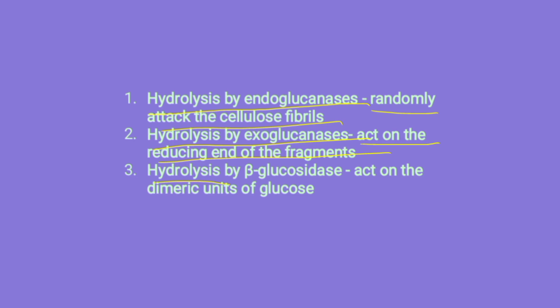Third is hydrolysis by beta glucosidase. The enzyme acts on the dimeric units of glucose or cellobiose to form monomeric units, that is glucose.